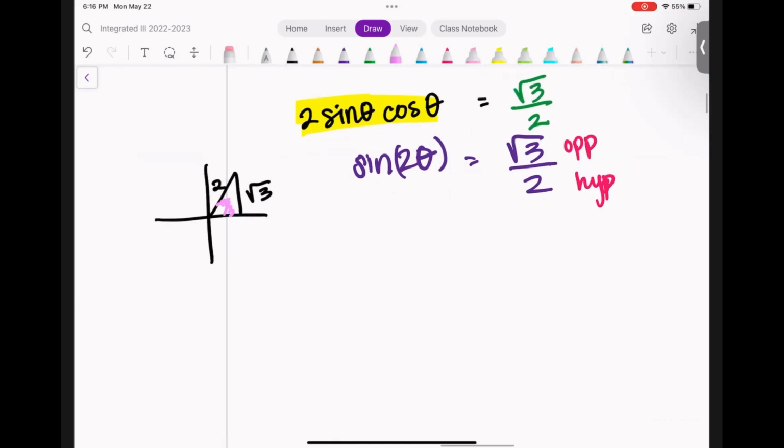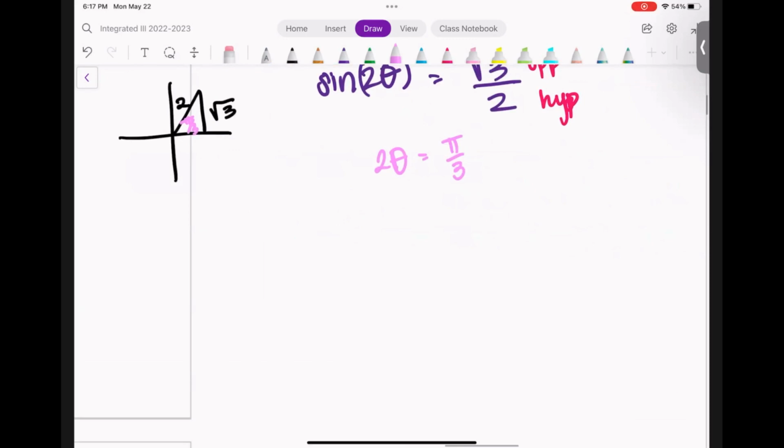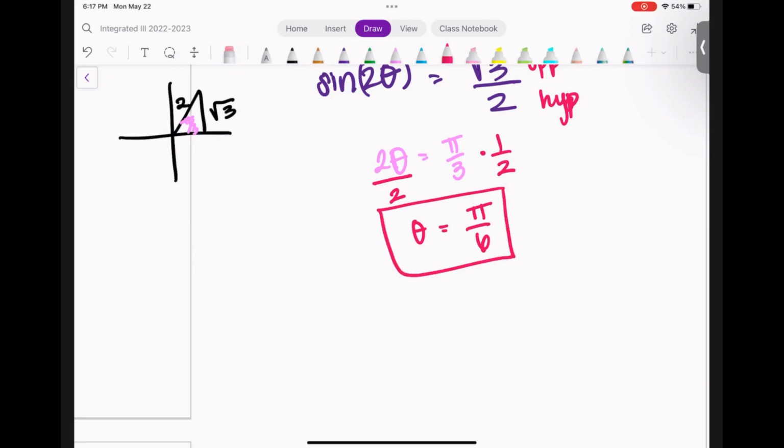But the problem is that it only gave you one of the answers. I'm going to hold back on the rest of the answers just for now. I'm not technically done solving because theta is not by itself. So now I'm going to divide both sides by 2, or multiply by half, that's the same thing. I'm sure you guys knew that. So theta equals pi over 6. This is the answer in the first quadrant.